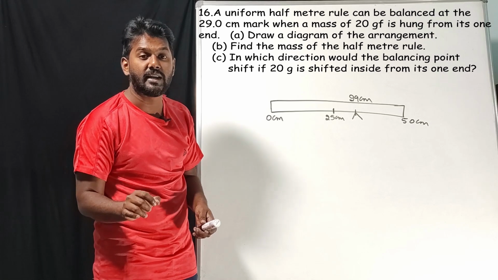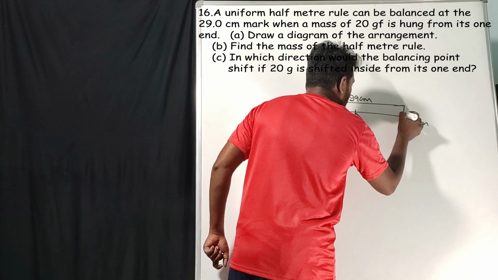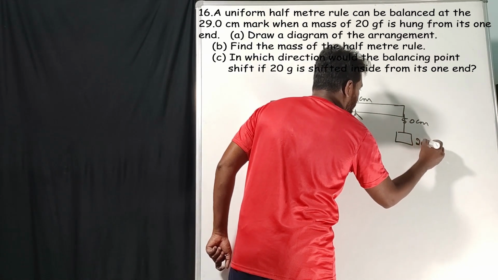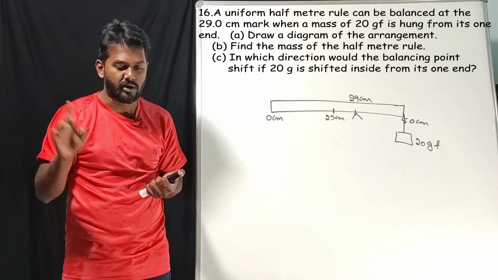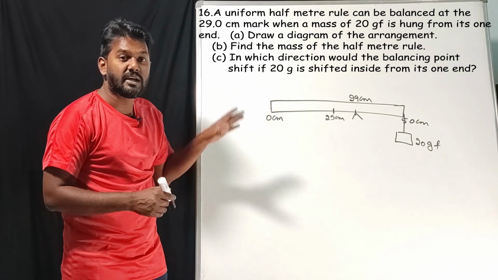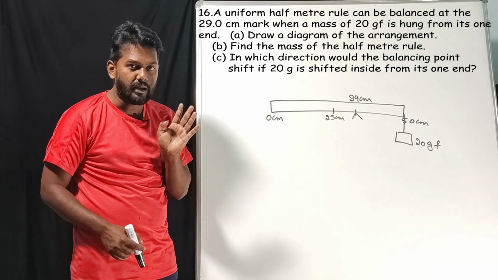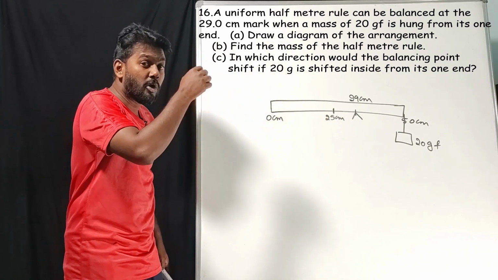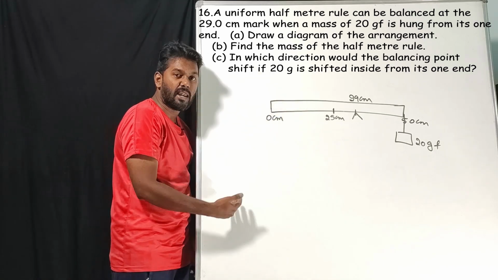And they are specifically telling us at one end. That word end is important. Exactly at the end, we have to place the 20 gf load. Okay, this is the diagram they are asking for. The first question is done. Why have we written 25 centimeter? Because it is a uniform half meter. If it were just a half meter, there would be no need to write 25 centimeter. This is a uniform half meter, that is why we write this 25, and it will be useful to calculate the answer.